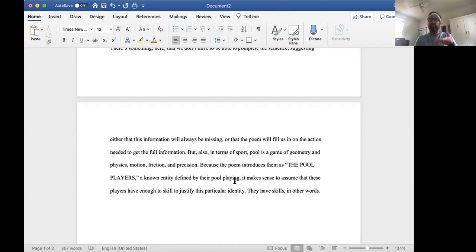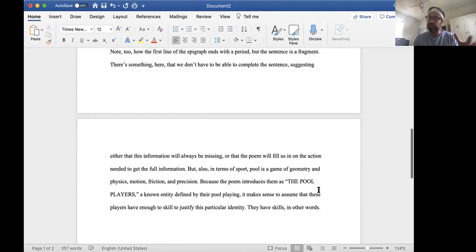But also in terms of sport, pool is a game of geometry and physics, motion, friction, and precision. Because the poem introduces them as the pool players, a known entity defined by their pool playing, it makes sense to assume that these players have enough skill to justify this particular identity. That they have skills, in other words. So they have a talent for something, but it's still a fragmentary identity, which I'd probably include now, right? But this is still fragmentary. And then I'd come back.